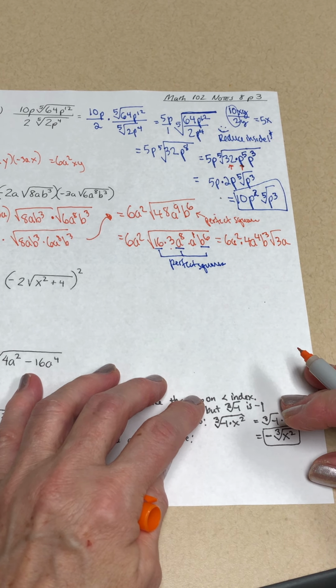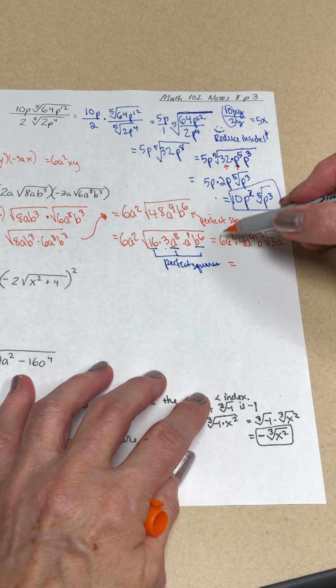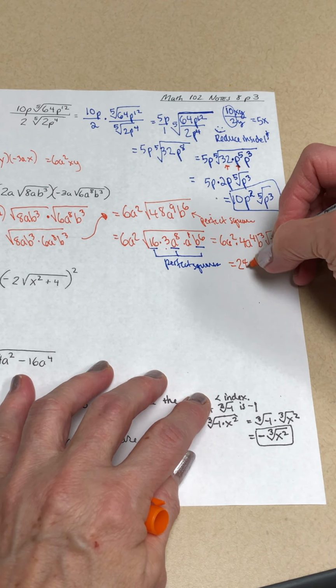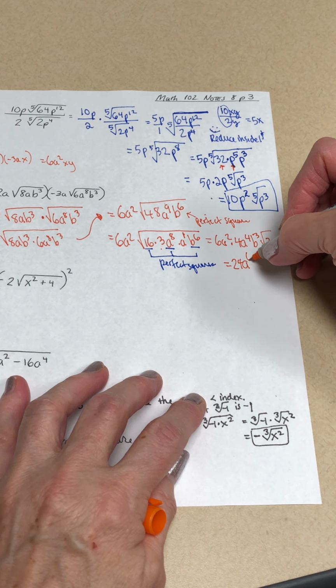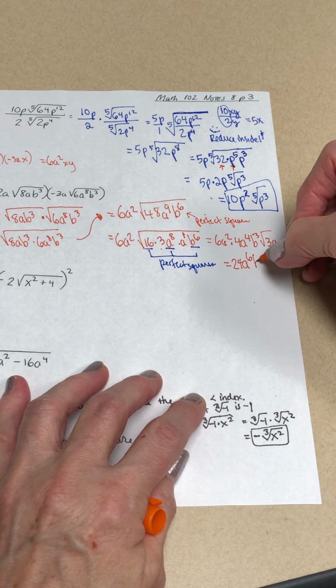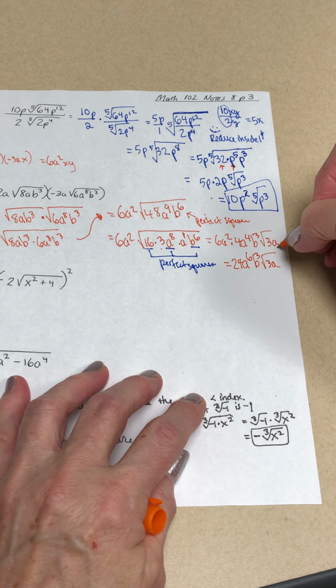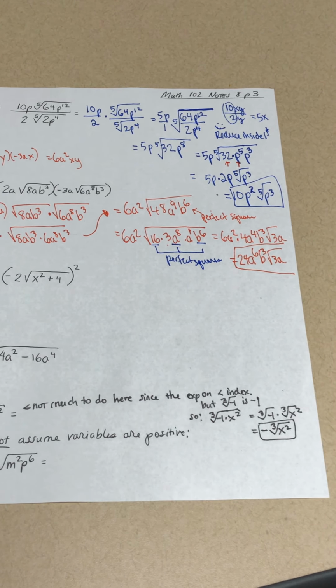Okay? And now the coefficient to the radical is a mess. Let's clean that up. 6 times 4 is 24. A squared times a to the 4th is a to the 6th because I'm multiplying the same base. I add the exponents. Times b cubed times the square root of 3a. And that's as simple as you can write that term.